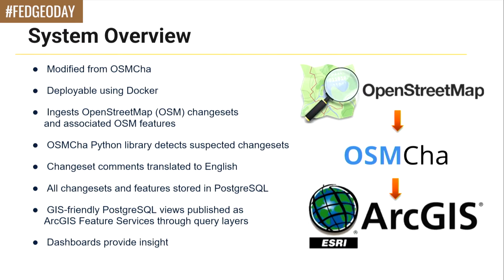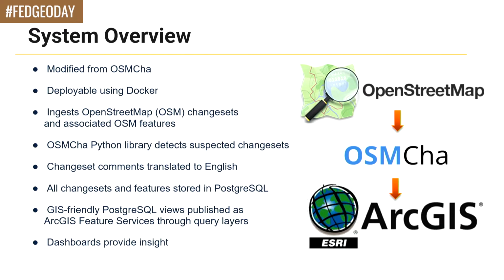So this is just a brief overview of our system. It's modified from OSM CHA, which is the OSM Changeset Analyzer, and it's deployable with Docker, so it's very kind of plug and play. We take in all of the OSM change sets from a specific day and the associated features with those change sets. And we use the OSM CHA Python library to flag any suspicious change sets.